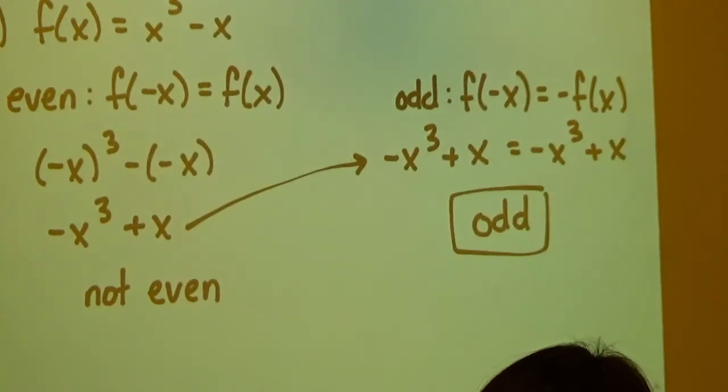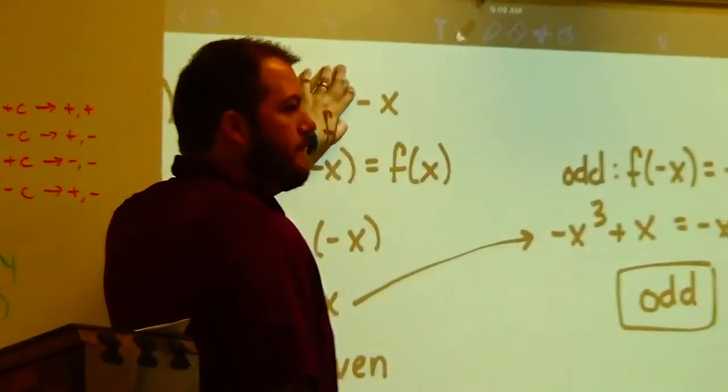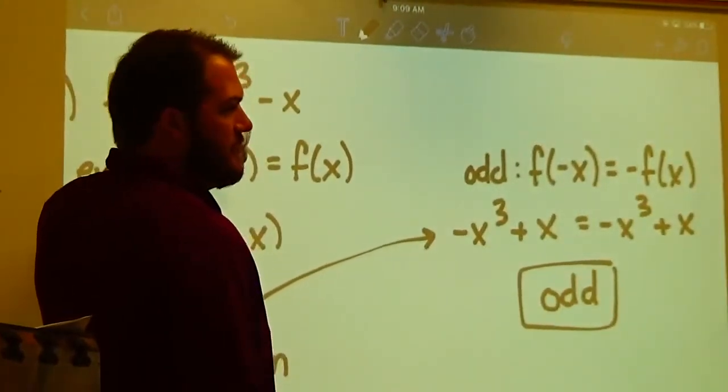If you change the sign, wouldn't it be positive x cubed plus x? Or negative x? Because we're just taking this, it's already positive here. Okay. So we're just taking it and sticking a negative sign out front.